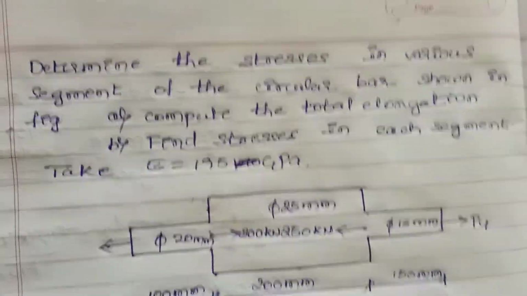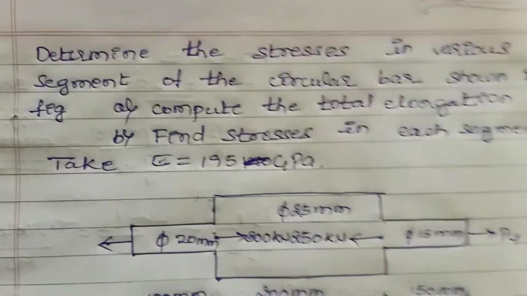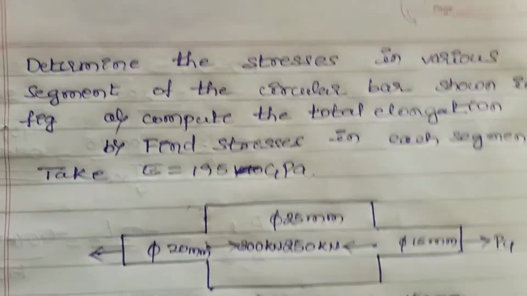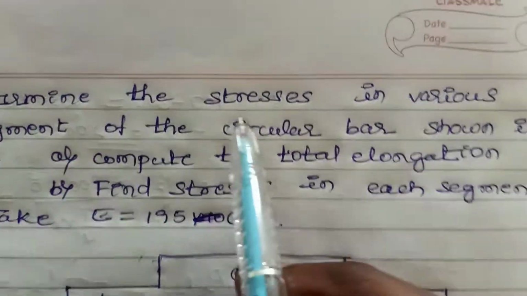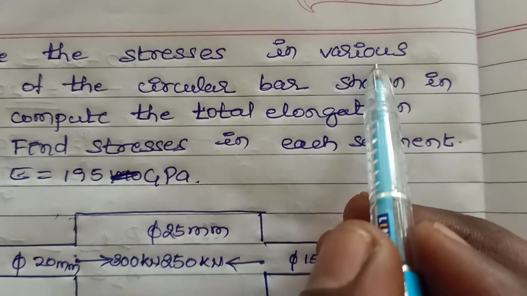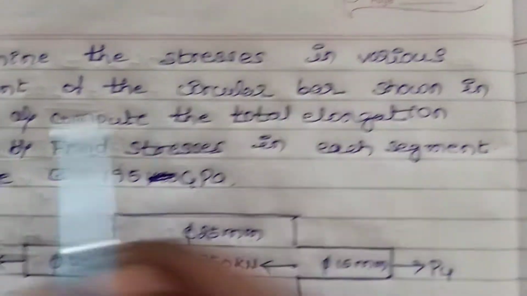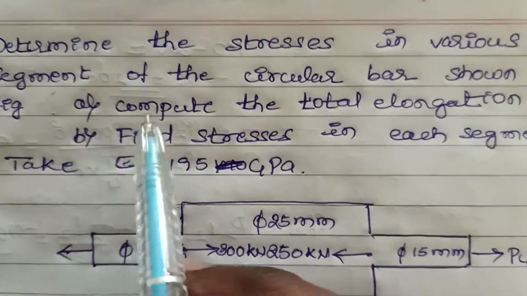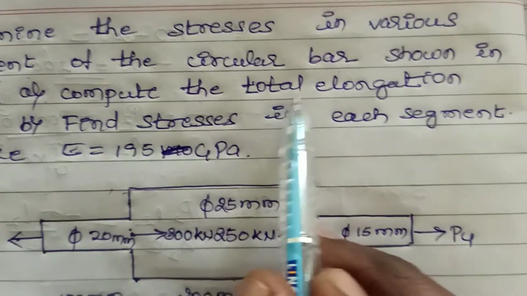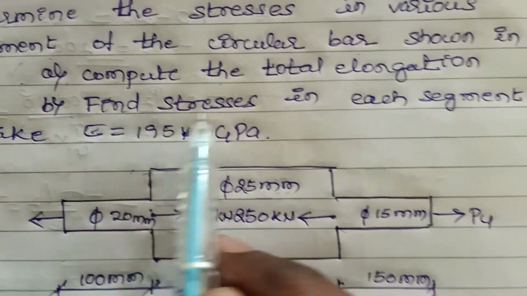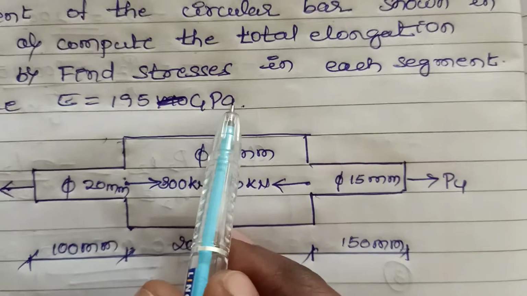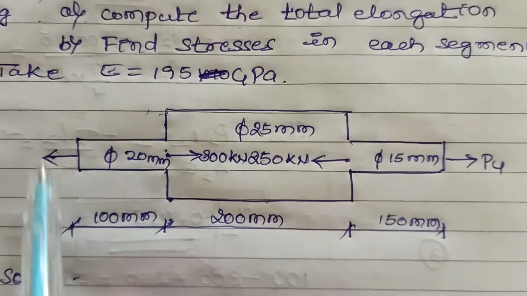Okay, so this is the problem definition. Today I'm going to solve another problem. Determine the stresses in various segments of the circular bar shown in the figure. First, compute the total elongation. Second, find the stresses in each segment. Take E equal to 195 gigapascal. The sketch is given here as well.